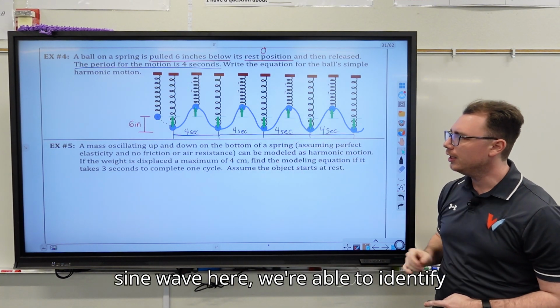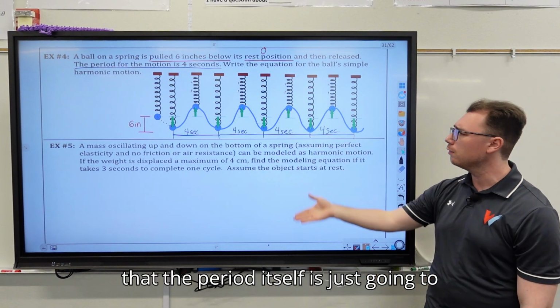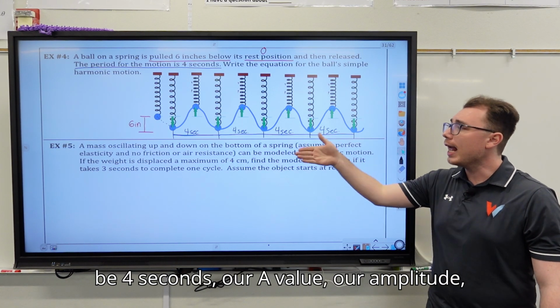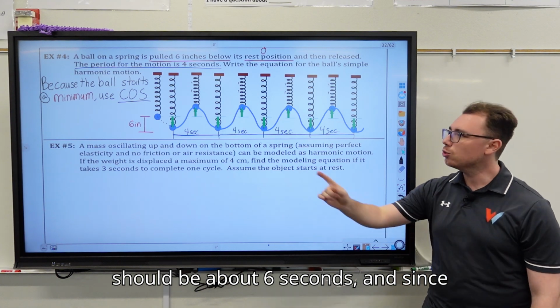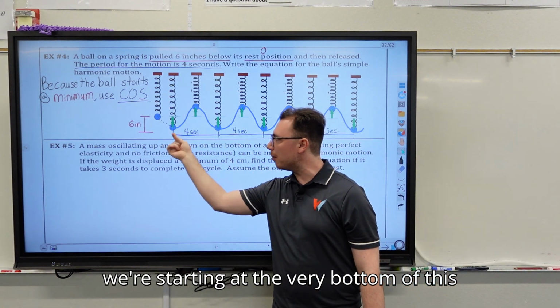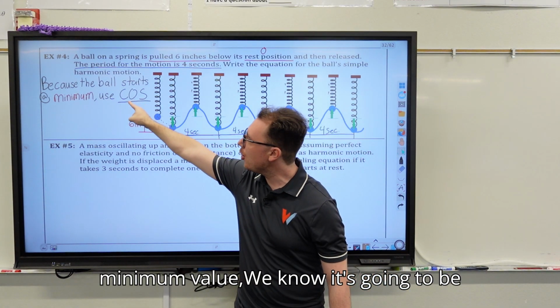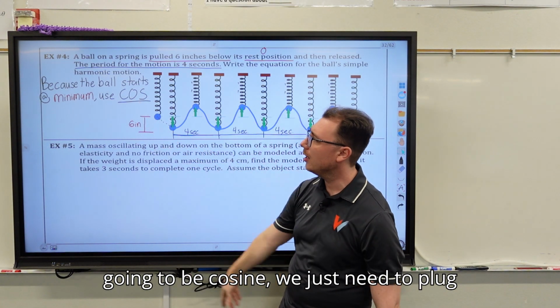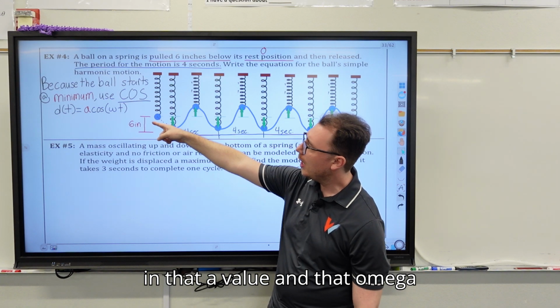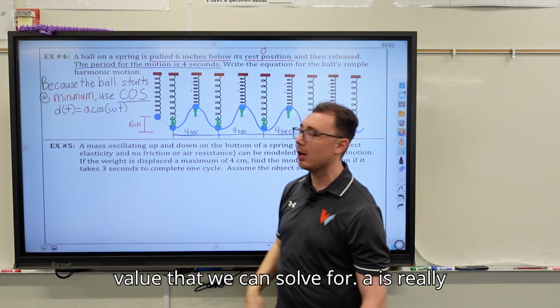From this sine wave, we're able to identify that the period itself is just going to be 4 seconds. Our A value, or our amplitude, should be about 6 inches. And since we're starting at the very bottom of this minimum value, we know it's going to be a cosine function. Since we know it's going to be cosine, we just need to plug in that A value and that omega value that we can solve for.